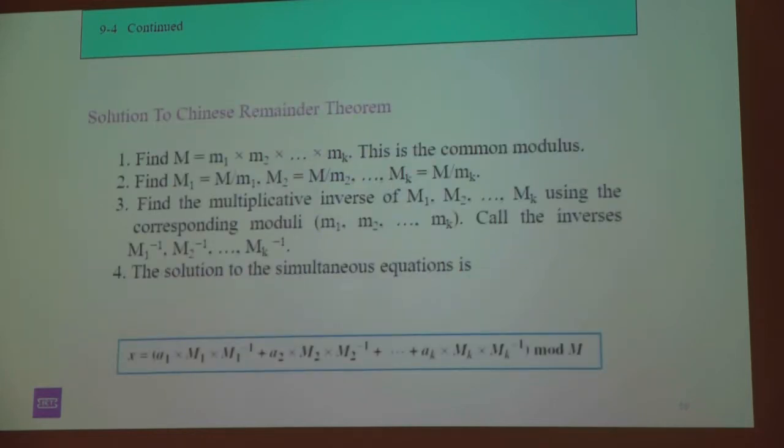So there are steps. The first step, number 1, 4 steps, okay? And you should expect a question in the exam. The first thing you have to find is the capital M. What is a capital M? It is the multiplication of the m's, the moduli in the equations. If you have 3 equations, how many numbers are you going to multiply? 3. M1 times M2 times M3, right?